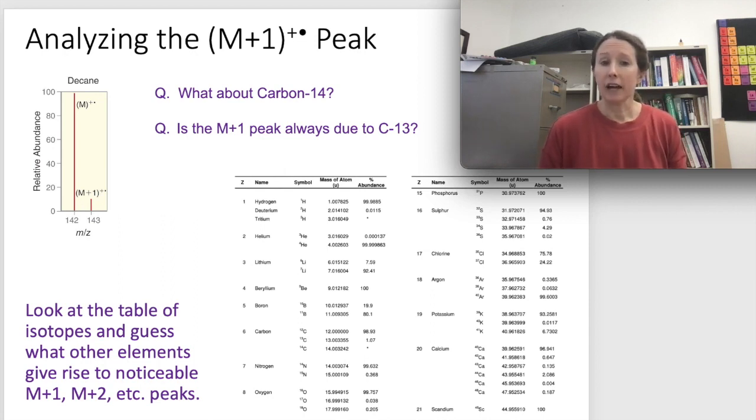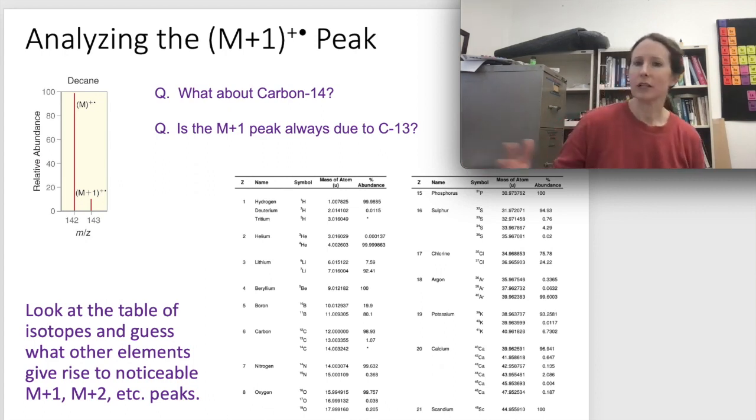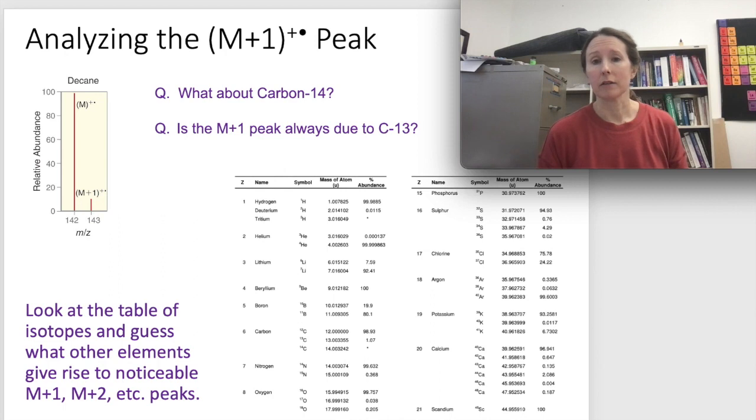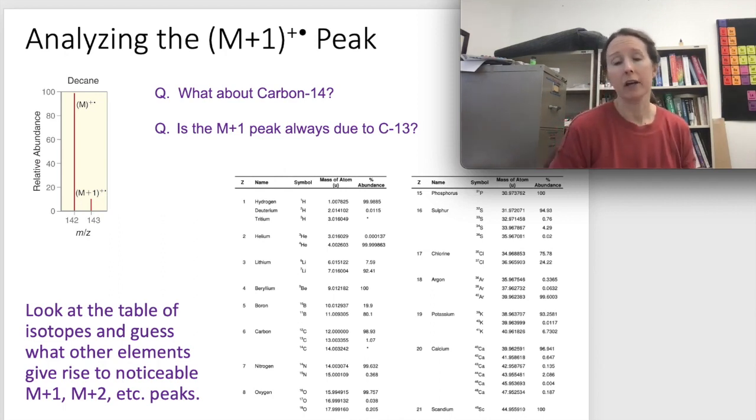In answering that question, I want you to look at this table of isotopes. Also, what other elements might give rise to M+1, M+2, M+3, M+4, etc. peaks? So put any thoughts or questions or answers you have to these questions in the chat. Thank you.